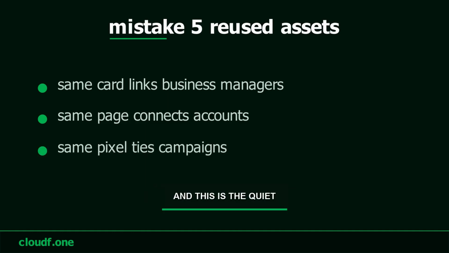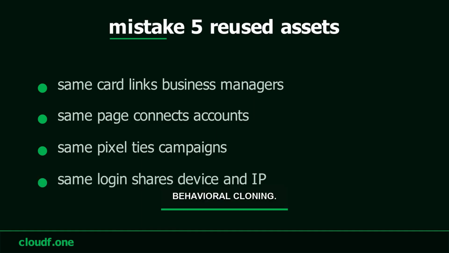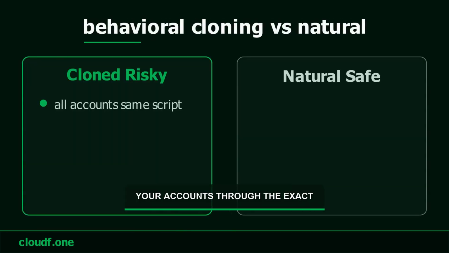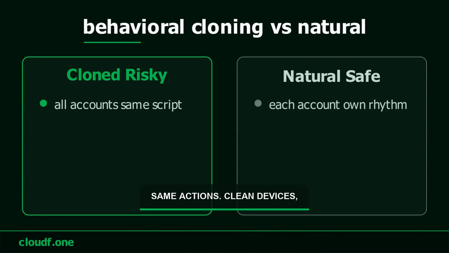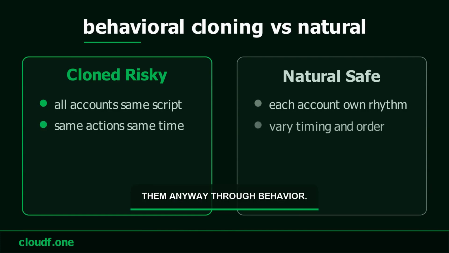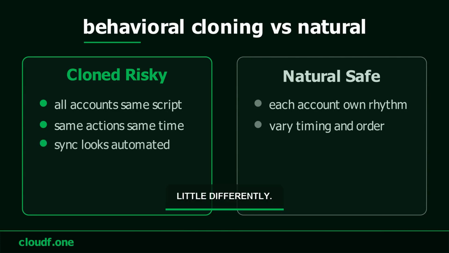Mistake 6. And this is the quiet killer: behavioral cloning. You build a perfect technical setup and then run all your accounts through the exact same script at the exact same time, doing the exact same actions. Clean devices, clean IPs, and you link them anyway through behavior. Let each account breathe a little differently.